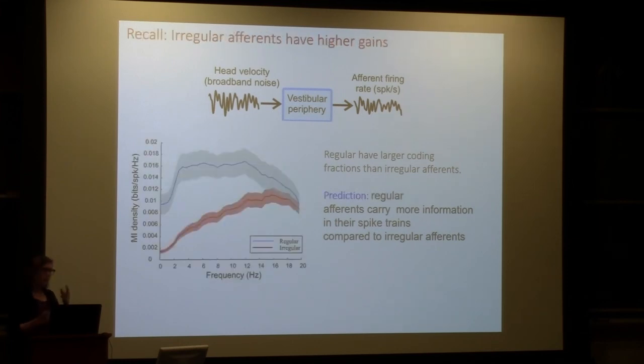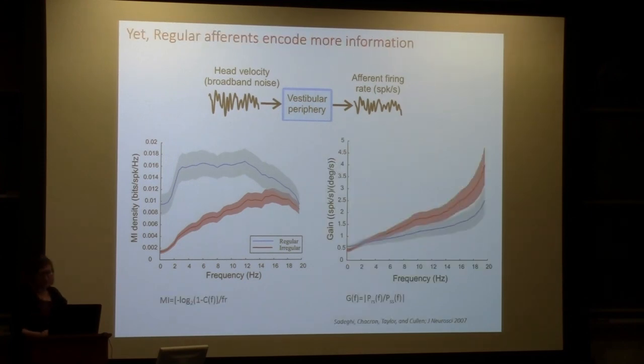So what you can do is also compute another metric called mutual information. And what this shows is that across this range, say the physiologically relevant range is from about 0 up to 20, irregulars actually have pretty poor information coding, whereas the regular afferents do a lot better. And in contrast, if we looked at their gain curves, which I kind of blew past a little too quickly when I went through it initially, irregulars have much higher gain across the same frequency range than regulars. So the irregulars are higher gain, but they're also lower information.